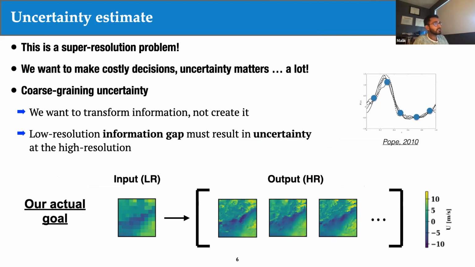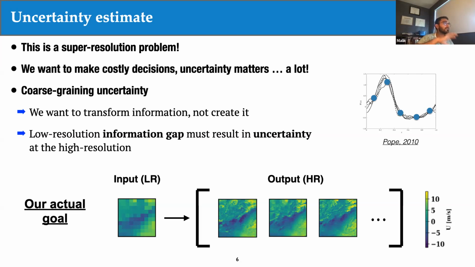But the trick here, and that's a very important aspect for us, is that we are going to make costly decisions using the super resolved field. We are going to, for example, make financially impactful decisions or decisions impactful for society. So here, uncertainty does matter quite a lot. In particular, the uncertainty I'm interested in is the coarse-graining uncertainty.